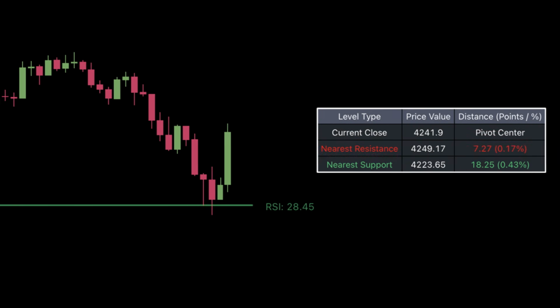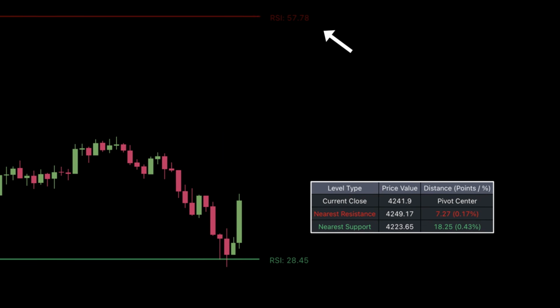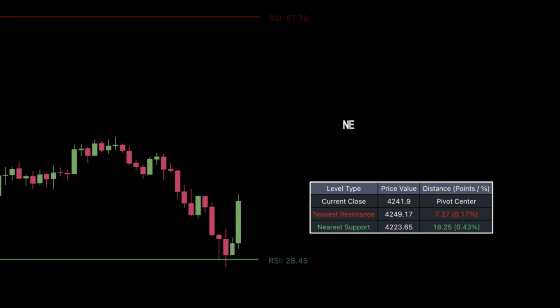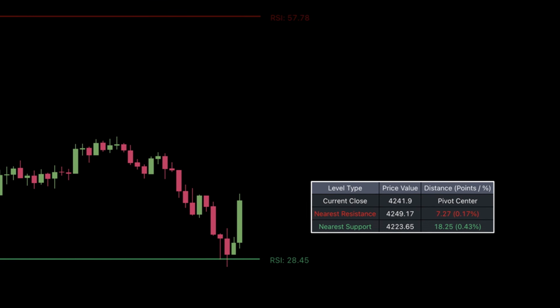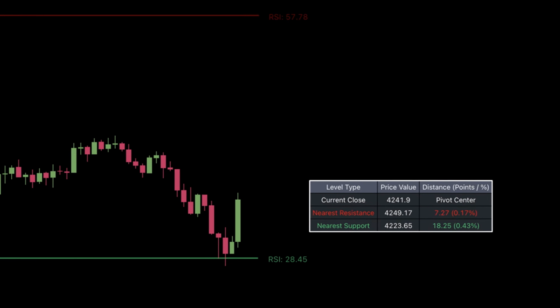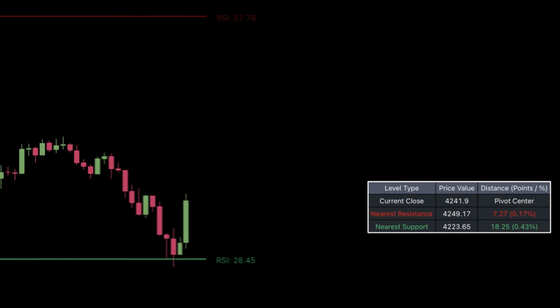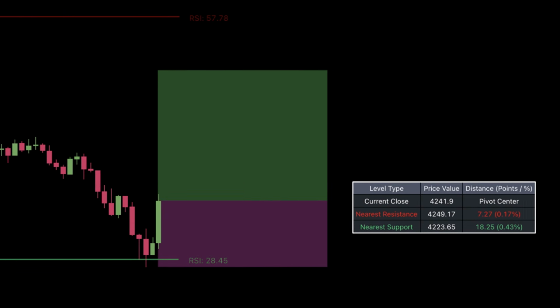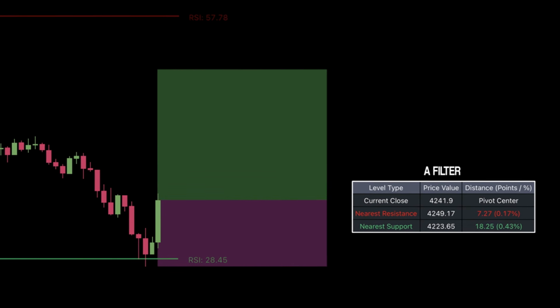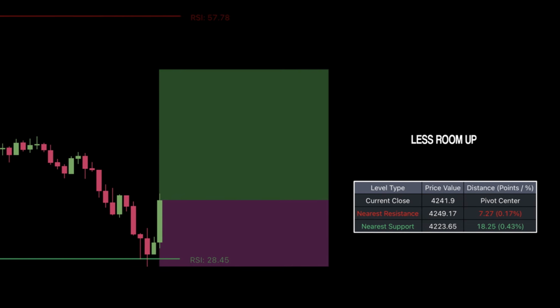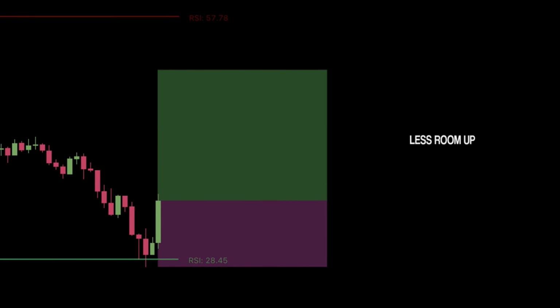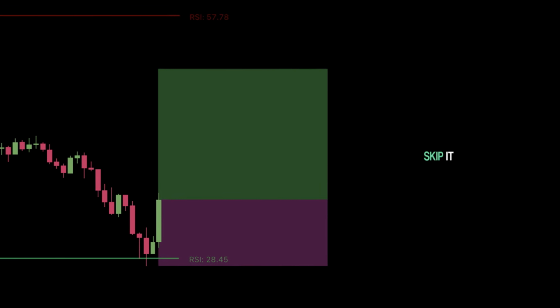Target comes off the table, nearest resistance, and the distance column tells you what you're playing for before you're in. Here, the room above is comfortably more than double the distance down to your stop, so you're taking a 2-to-1 minimum. And that column is a filter, not just information. If it ever shows less room up to the resistance than you've got down to your stop, the trade isn't worth taking, however good the level looks.